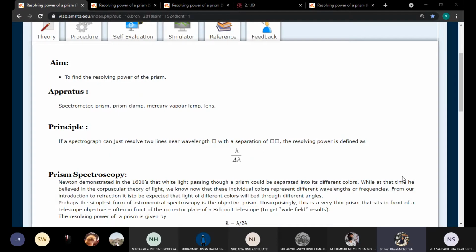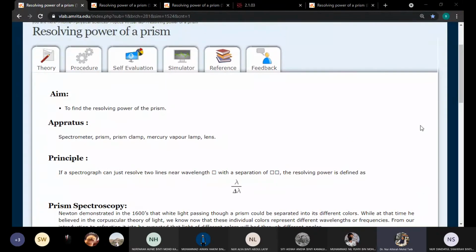Alright. So we continue with resolving power of prism. So please, if you want to share your screen or your slide presentation and so on, just share your group's punya teamwork lah. Alright, so you may start now.